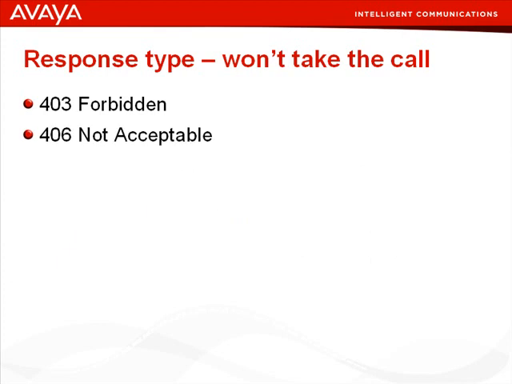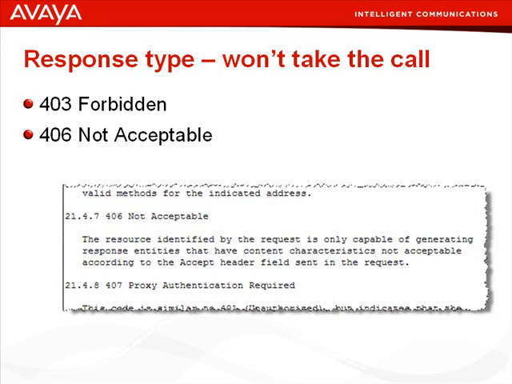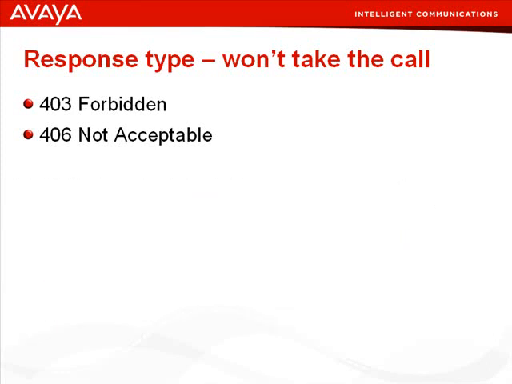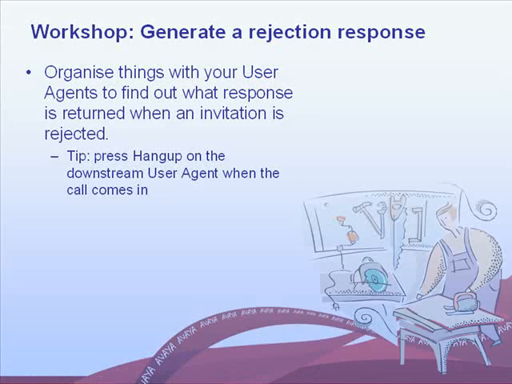How about the 406 not acceptable? It says the resource identified by the request is only capable of generating response entities that have content characteristics, and so on. No, that's nothing to do with rejecting the invite. So, if it's not the 403 and it's not the 406, then what can it be? I'll tell you what, how about you simply set up a call of your own, reject it, and find out for yourself what the user agent does to reject the invitation.